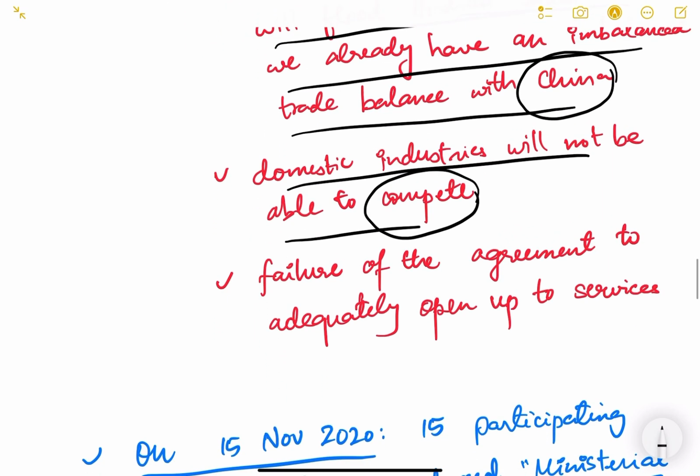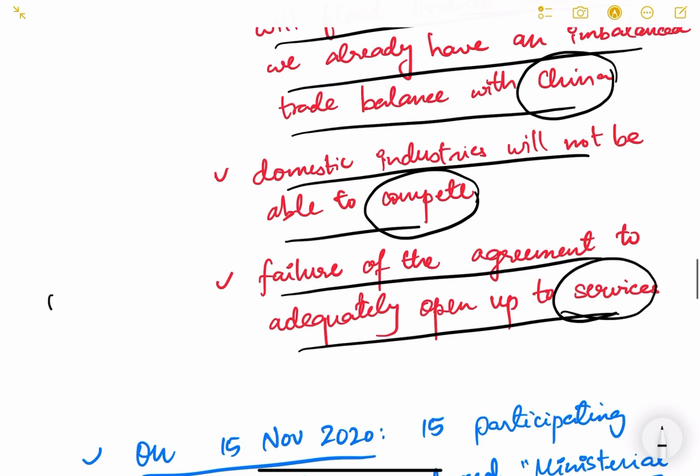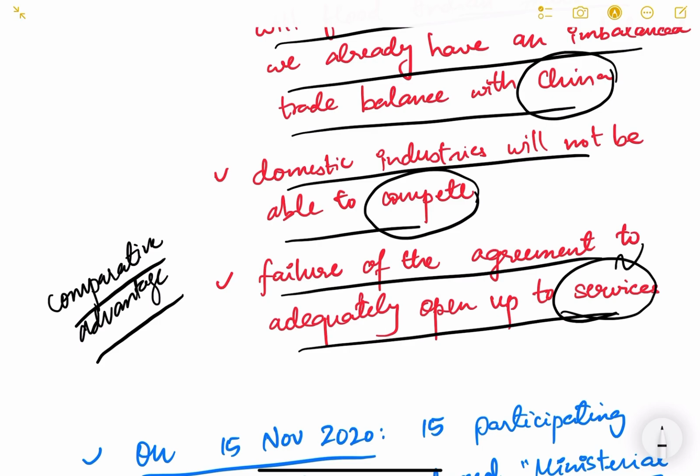Then domestic industry will not be able to compete with Chinese industries, with other industries. That was another concern. And failure of the agreement to adequately open up to services, because India has a comparative advantage when it comes to service trade. So we are good in services, we are good in business process outsourcing, we are good in IT software, whereas in goods China is better than us. So basically our advantage is in services, but what negotiations we wanted to do for opening up services, we could not achieve that.